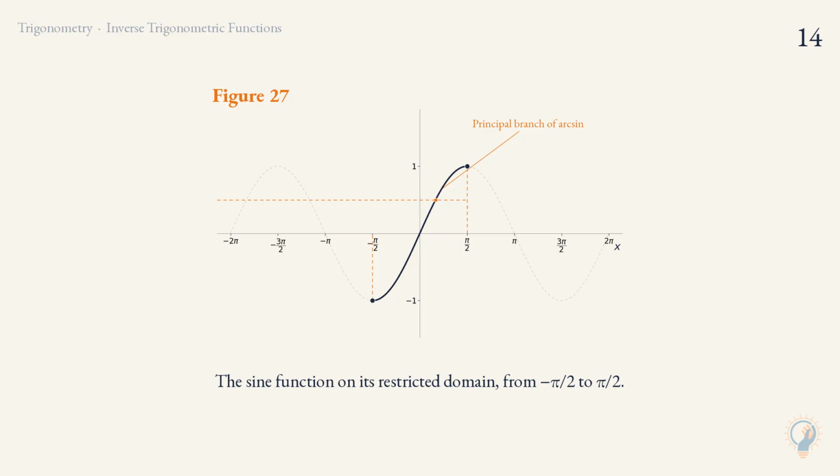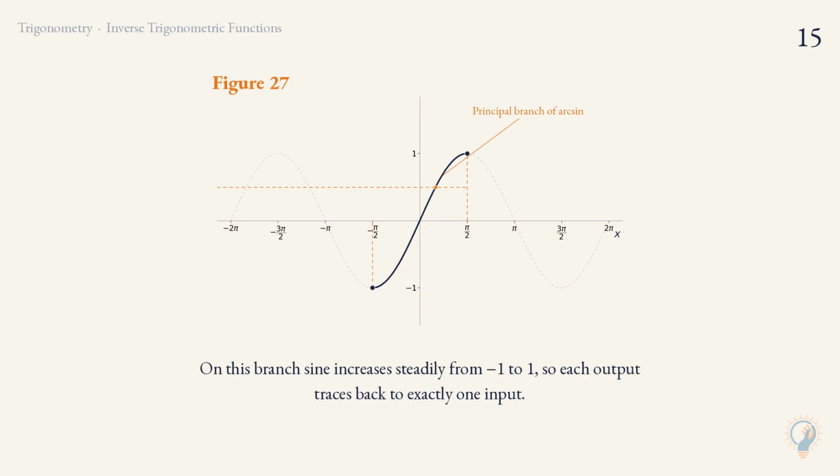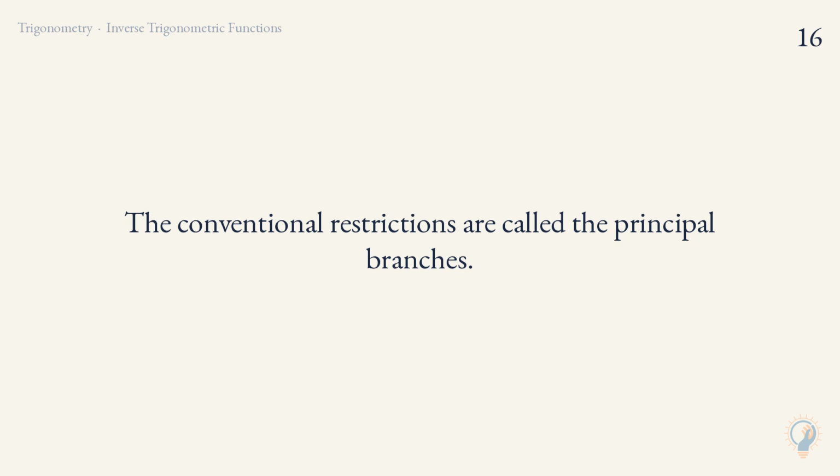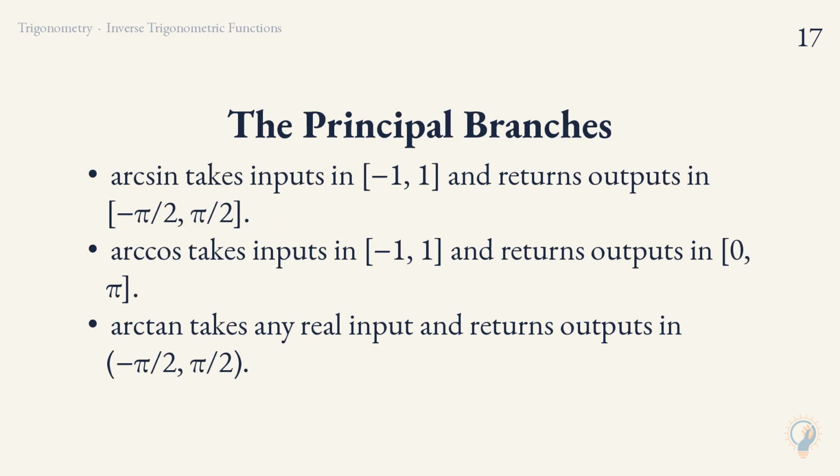Figure 27. The sine function on its restricted domain from -pi over 2 to pi over 2. On this branch, the curve increases steadily from -1 to 1, so each output traces back to exactly one input. The conventional restrictions are called the principal branches. There are 3 principal branches.